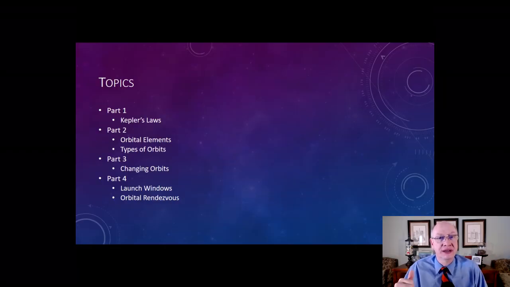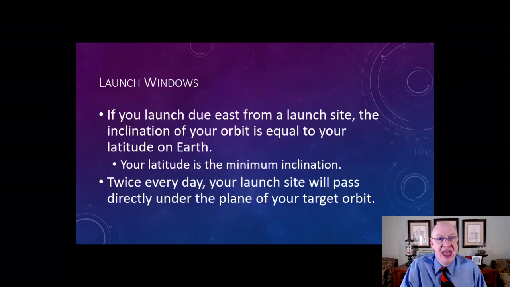And we'll also talk a little bit about the basics of orbital rendezvous and how you rendezvous two spacecraft in orbit. So the first thing to know about launch windows is that if you launch due east from a given launch site on the surface of the Earth, the inclination of your orbit is equivalent to your latitude on Earth. So let's use Cape Canaveral as an example. Cape Canaveral is located at 28 degrees north latitude. If they launch due east out of Cape Canaveral, they will end up in an orbit that is inclined 28 degrees with respect to the equator.